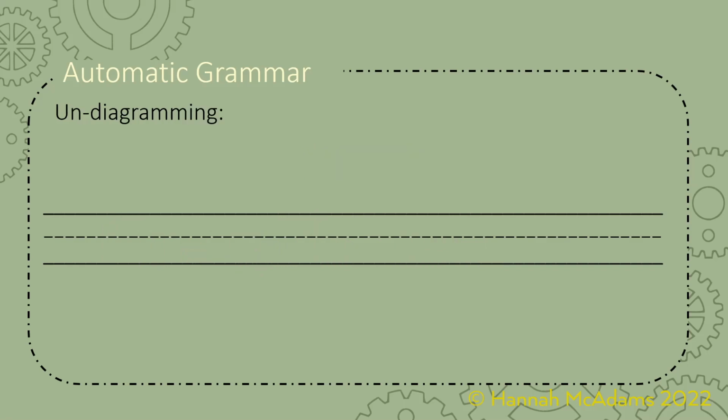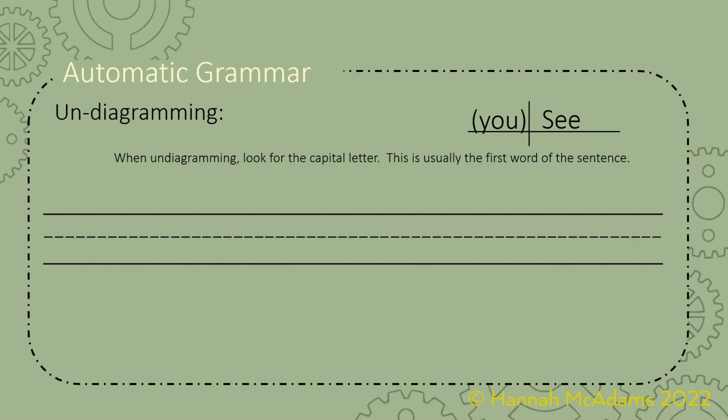All right, undiagramming. This is new, okay? So you will see a diagram that's already filled out, and then you need to figure out what that sentence will be and write it on the line, okay? Now, this one's a little tricky because we've got that understood you. So let's go through this. When undiagramming, look for the capital letter. This is usually the first word of a sentence. Now that's not always the case, but if you see a verb, especially that's capitalized, then you know that your first word is going to be that capital verb, okay?